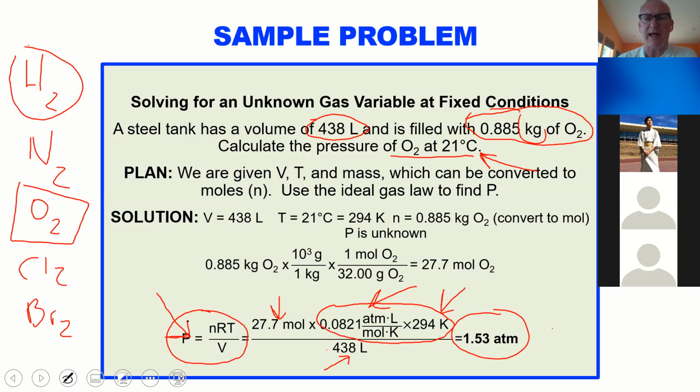Any questions about that one? This one should actually be easier than the previous one. I should change the order of these.